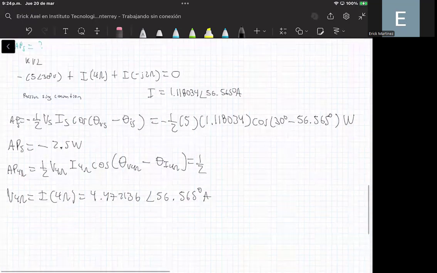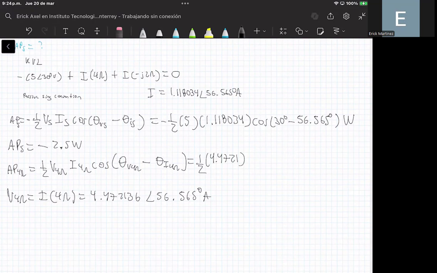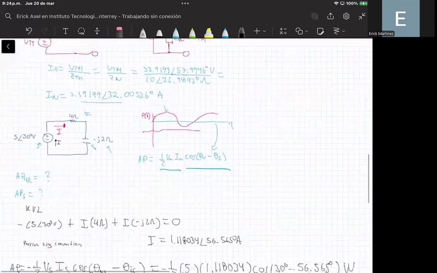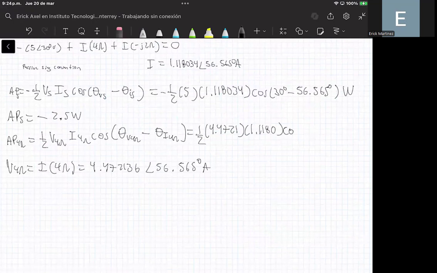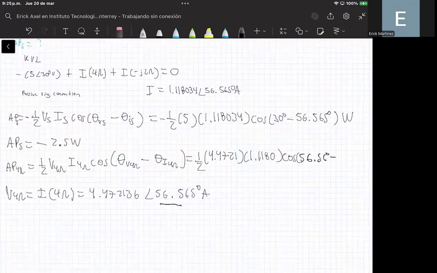Okay, so now we can use this formula, that is 1 over 2. We know the amplitude of the voltage of the 4 ohm resistor, that is 4.4721, times the amplitude of the current, that is 1.1180. Remember that the current that flows through this circuit is the same for the three elements. And we need to compute the cosine of the phase difference between the phase of the voltage, that is 56.56 degrees, minus the phase of the current, that is also 56.56 degrees.